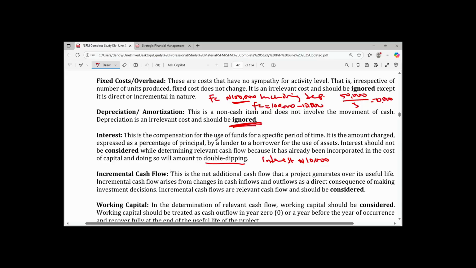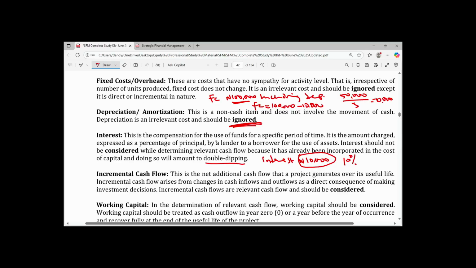So whether the interest is given to you in absolute amount, like in this case where you have 10,000 naira, or it is given to you in a percentage, don't include it in capital budgeting. You don't need interest for anything. Okay. So whether it is given in percentage or in absolute number, you don't include interest.